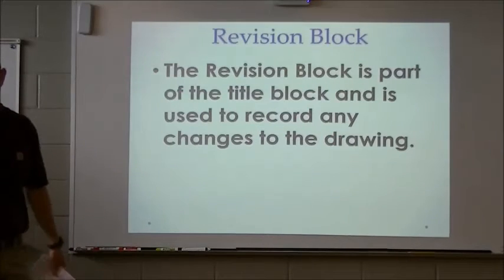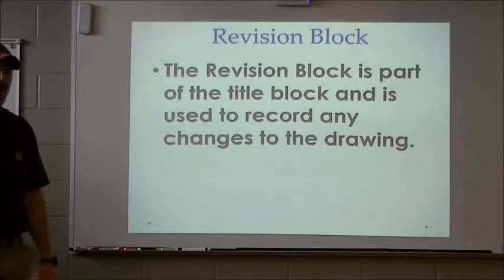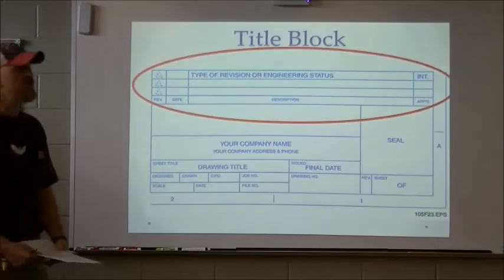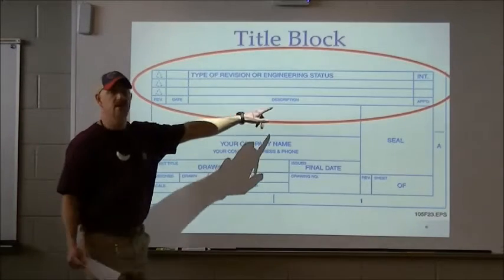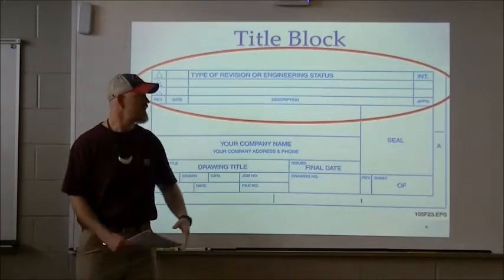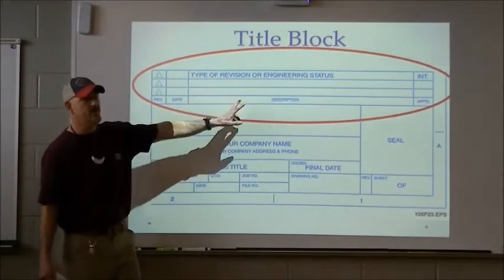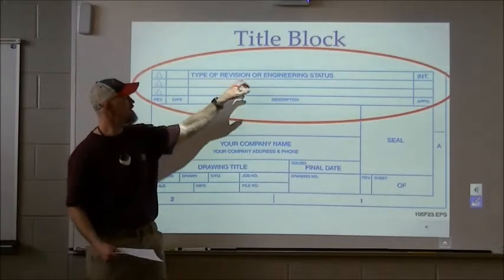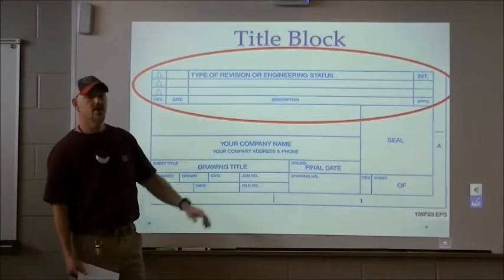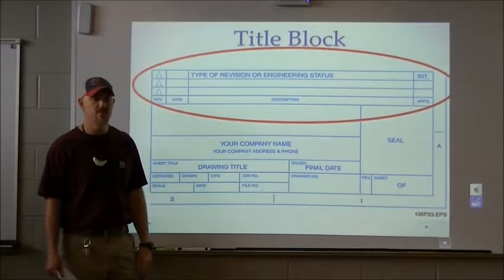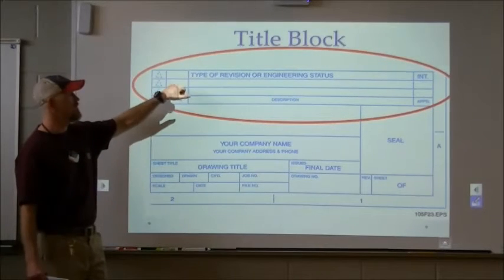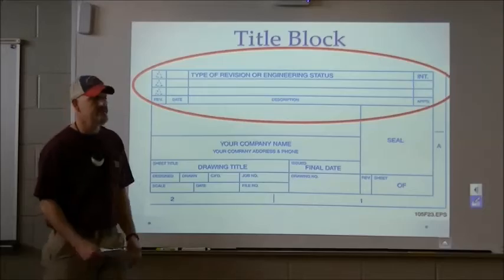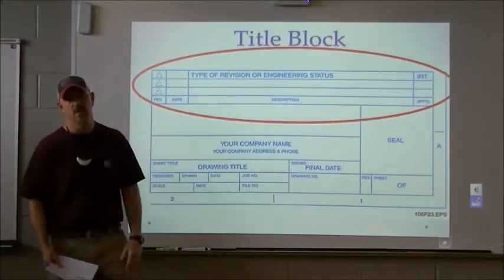Okay. Revision block is part of the title block, and it's used to record any changes to the drawing. This is a revision block here. Okay, just this area here. And what they would do if they revised this drawing and made some changes to it, they would write here the type of revision they made, and then they would write their initials over there and the date would go here.